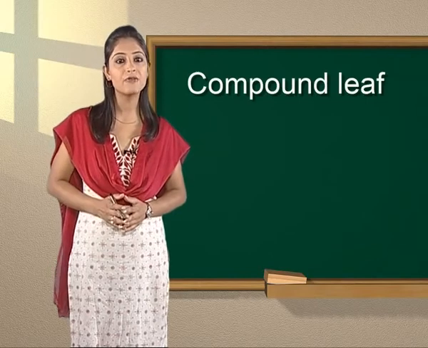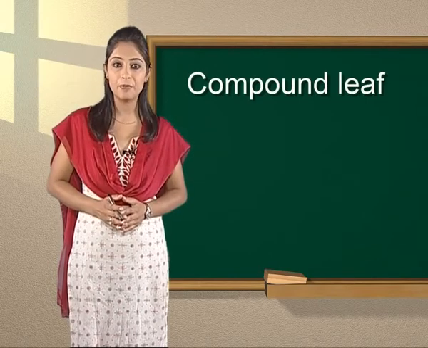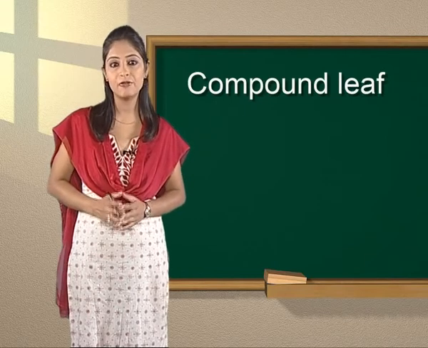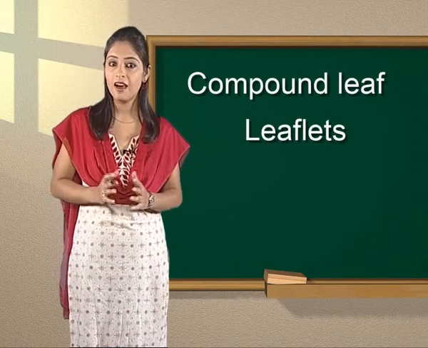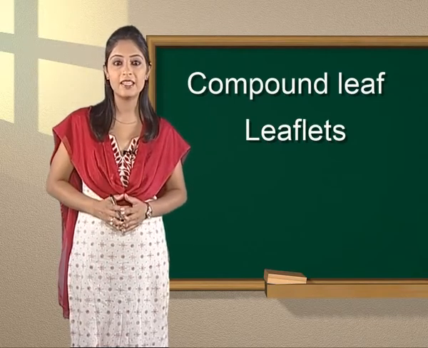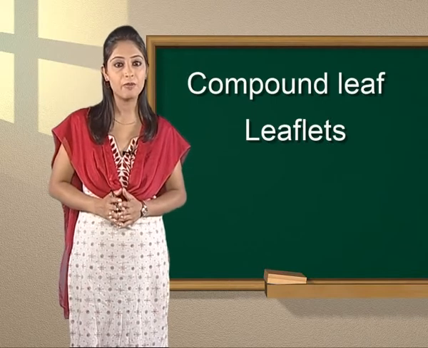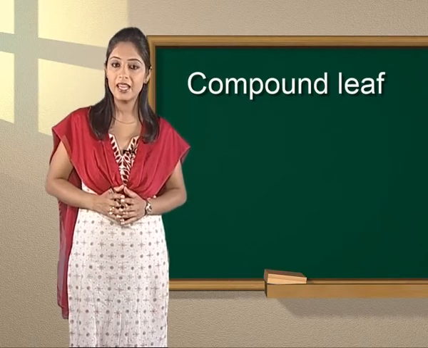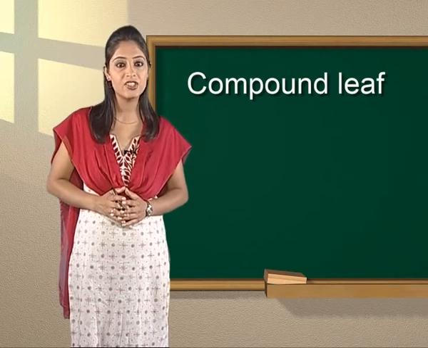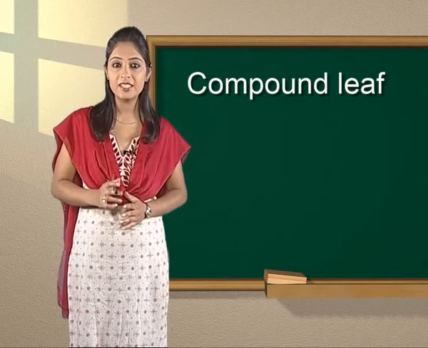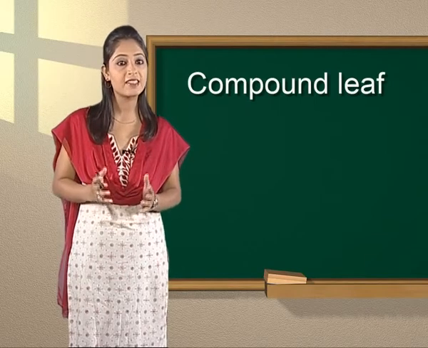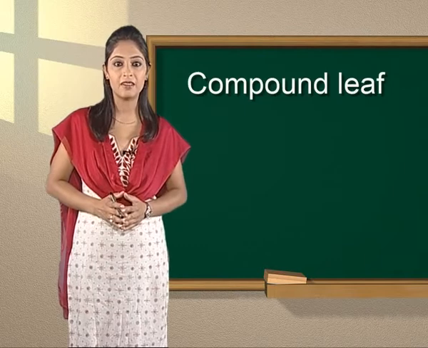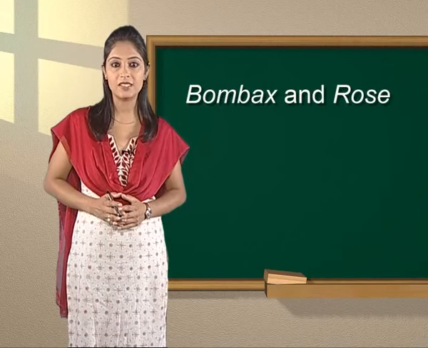A compound leaf consists of several separated segments called leaflets. The leaflets are usually grouped in pairs around the elongated rachis that corresponds to the midrib of a normal leaf. In compound leaf, incision of leaf lamina reaches down to the midrib or rachis and thus possesses a completely divided lamina, as found in plants like Bombax and rose.